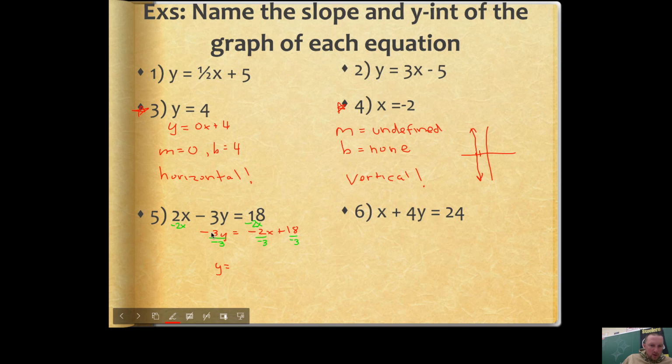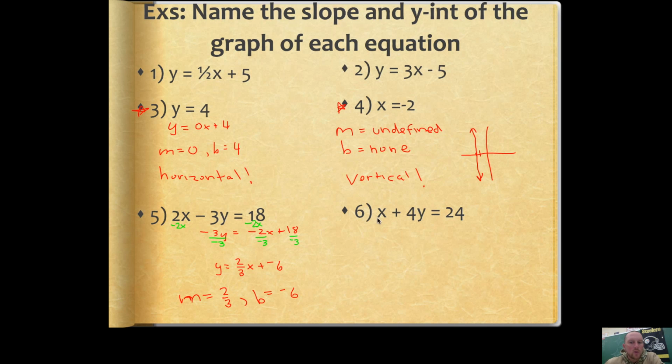So we're going to get positive y equals negative divided by negative is a positive 2/3 x. And then positive divided by negative gives you a -6. You have y by itself. You can clearly see the slope and the y-intercept. So our slope is 2/3. And our y-intercept is -6.